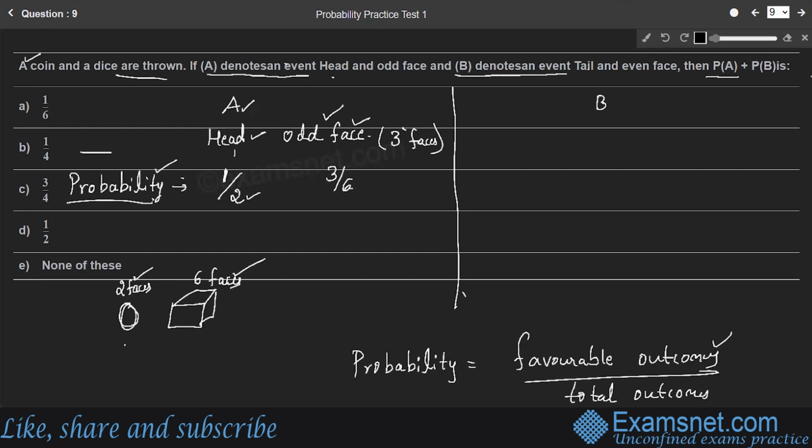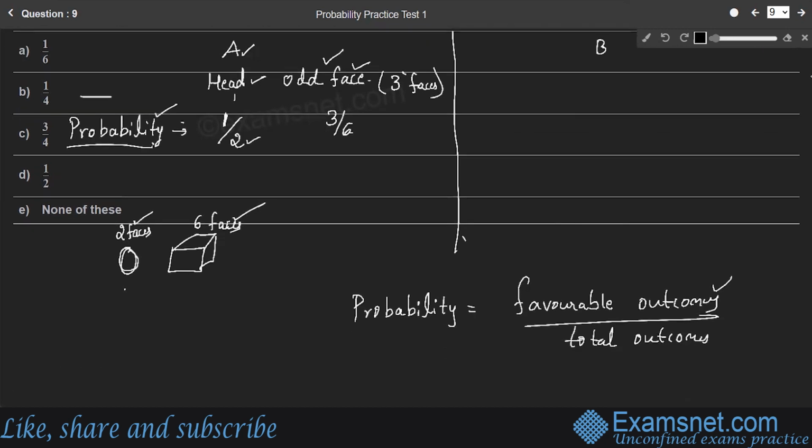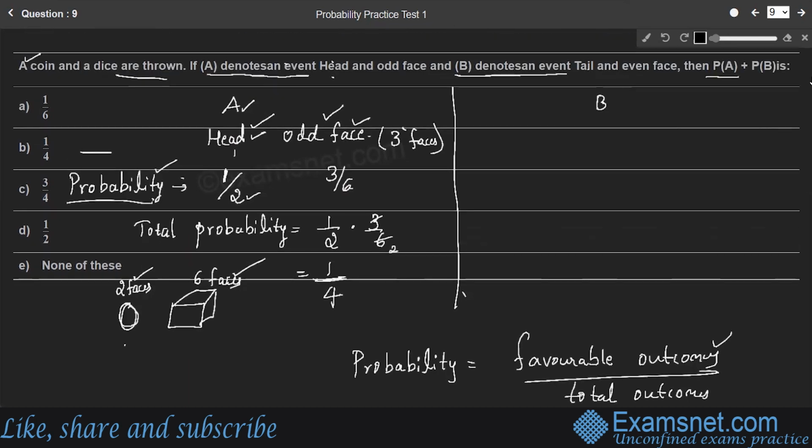Therefore, the probability of getting a head face and odd face, total probability, we are focusing only on event A. So the total probability of getting a head and an odd face is equal to 1 by 2 into 3 by 6. 3 by 6 itself is 1 by 2. Therefore, we have 1 by 4 as the probability of getting a head and odd face. Consider the second case here.